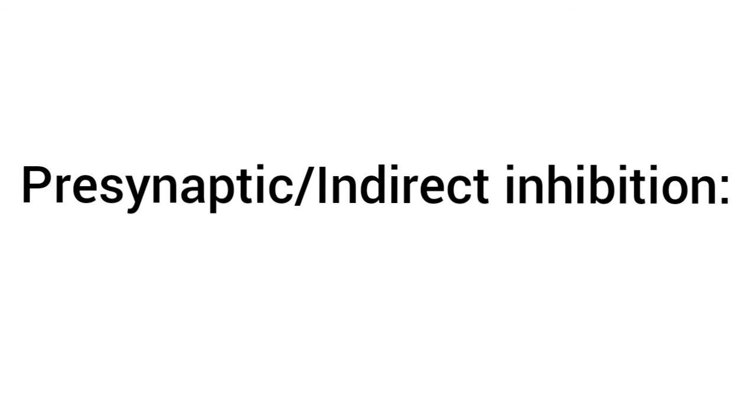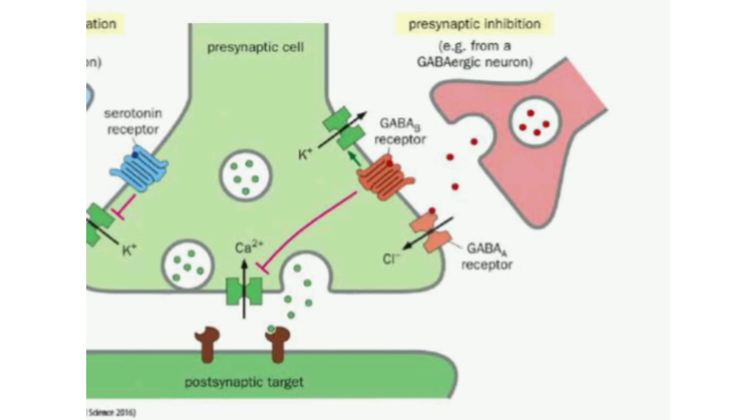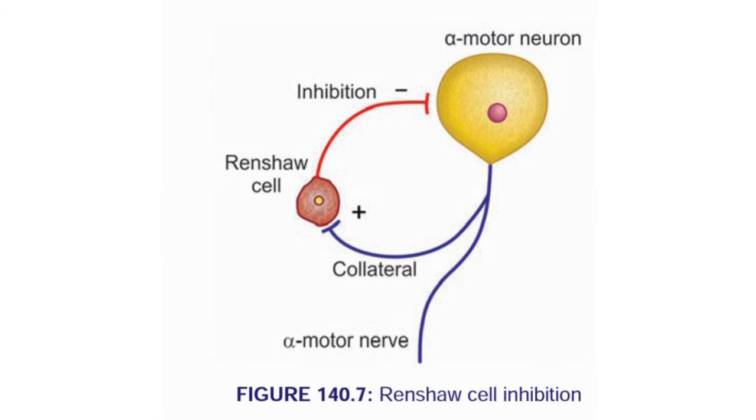Next one is presynaptic inhibition or indirect inhibition. In presynaptic inhibition, there's blockage of calcium channels, there's opening of potassium channels, and there's efflux of potassium in the presynaptic neurons, and the neurotransmitter GABA binds to the receptors in the presynaptic neuron itself, and there's inhibition in the presynaptic neuron.